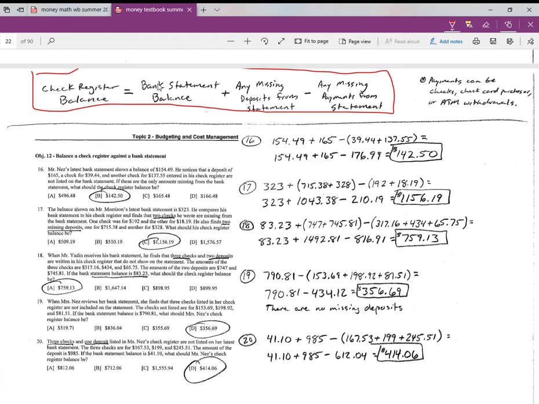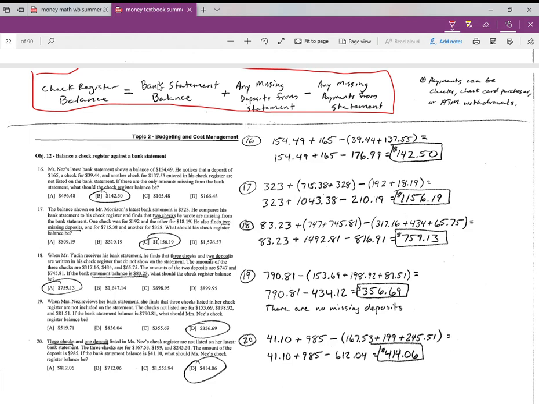What you're going to do is take that number and add any deposits that are missing from the bank statement. An example of that in real life would be if I just went to the bank in the afternoon, and if it's after a certain time, they're not going to actually get that in my account until the next day. So I will write it in my check register, but if it's not showing up on my bank statement yet, I'm going to add that number to my bank statement balance to represent that.